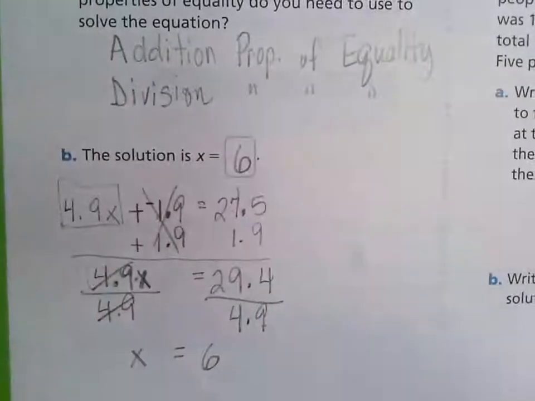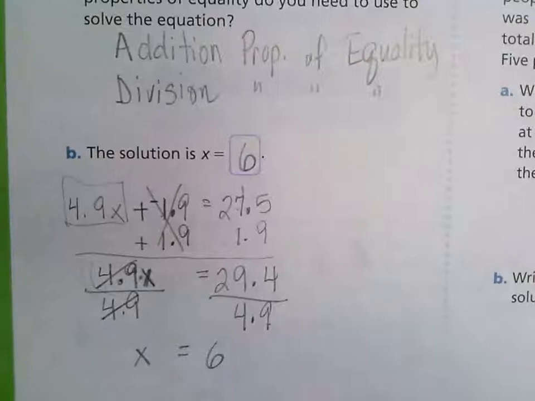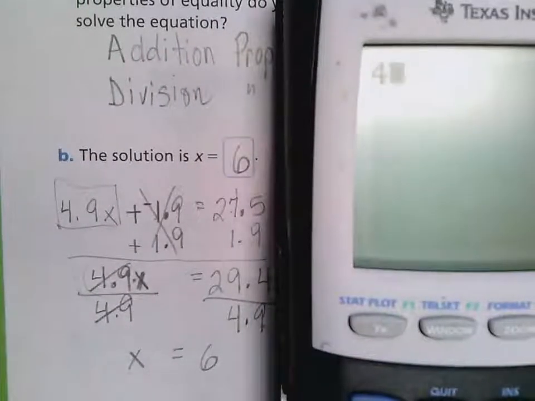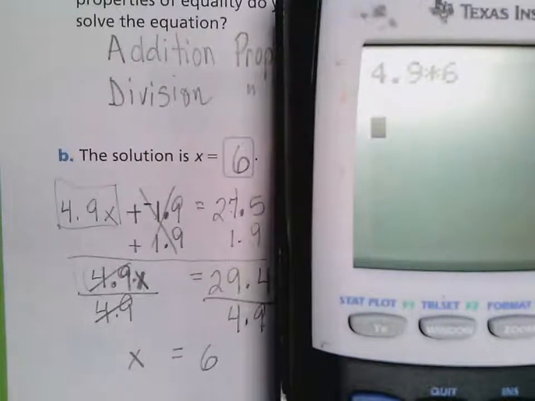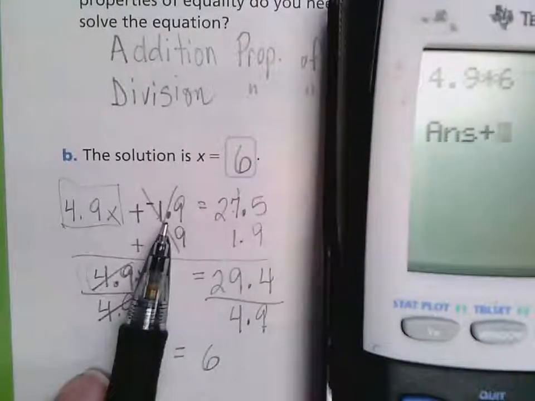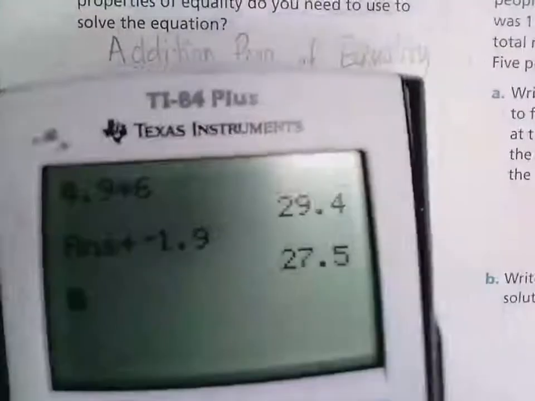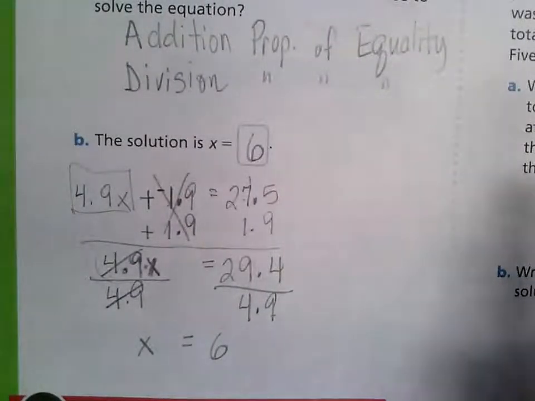How lucky for me. So when I put 6 back up in the original equation, and I can use my calculator for this, I have 4 9/10 times 6 plus a negative 1 9/10 equals 27 5/10. So I get the correct quantity on the right hand side.